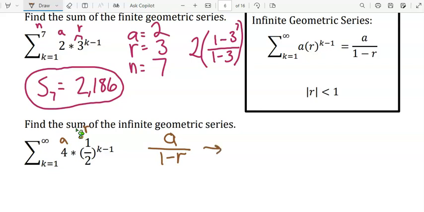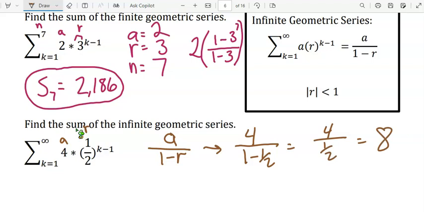So let's plug it into the formula. 4 over 1 minus 1/2. It's 4 over 1/2 equals 8. So the summation is 8.